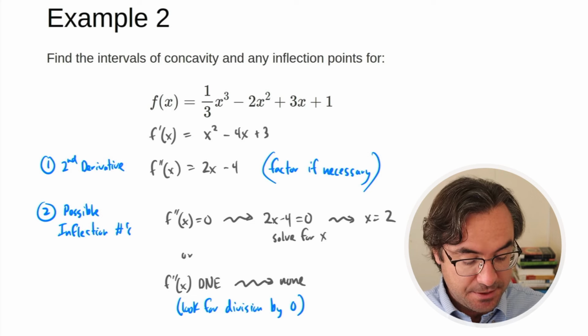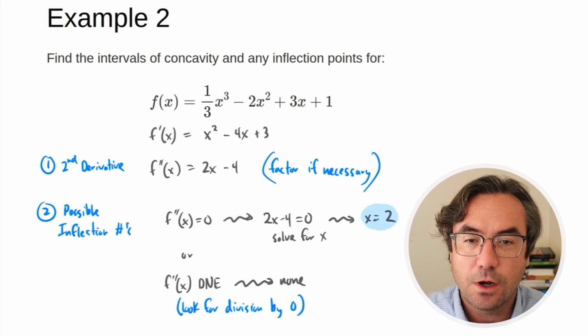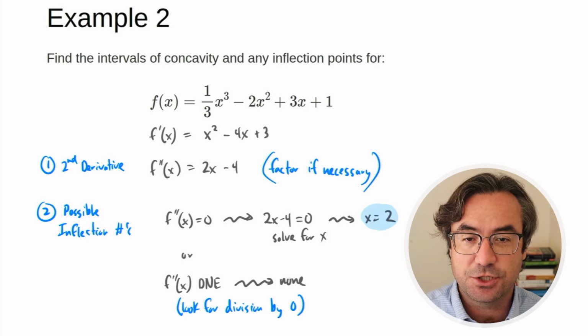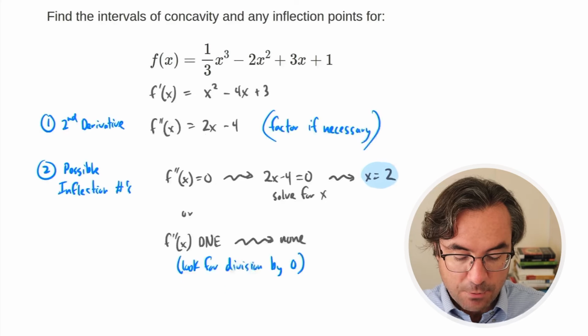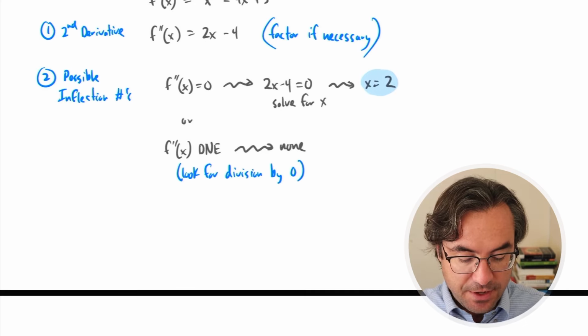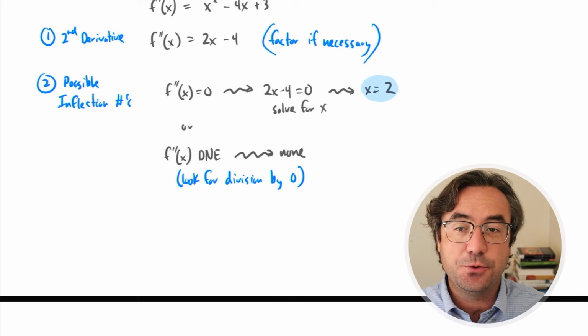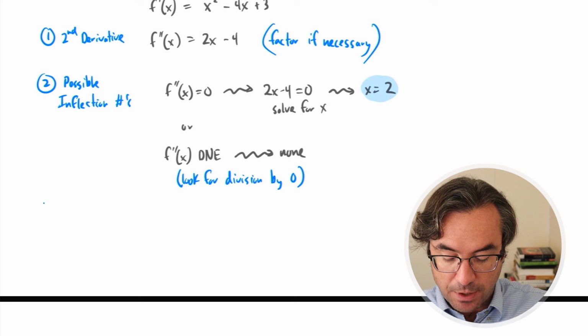And so this, we're calling this a possible inflection number. Okay, so just like usual, but now we're doing it for the second derivative, the next step is to do a sign chart for f double prime.